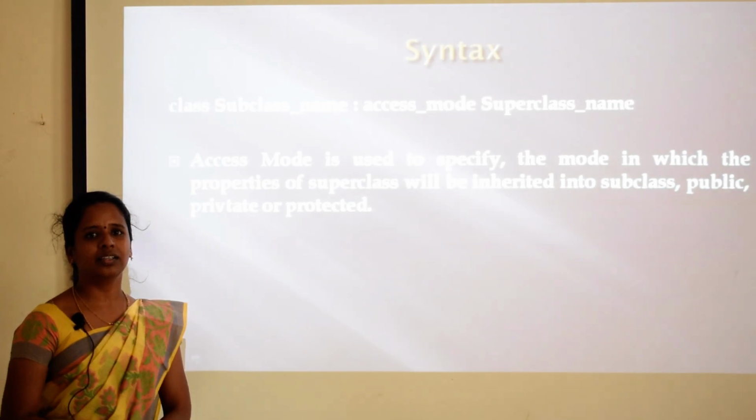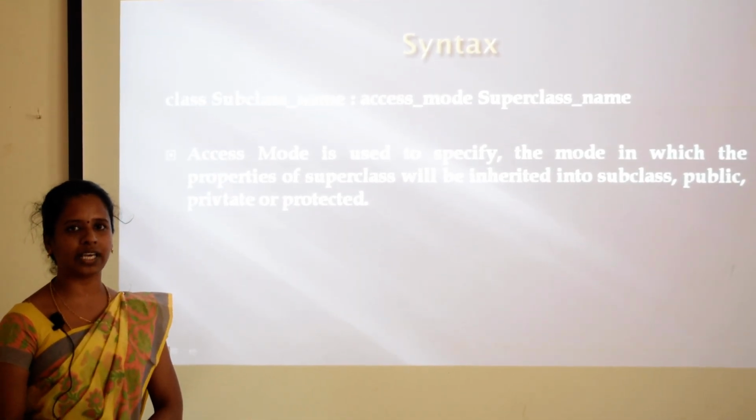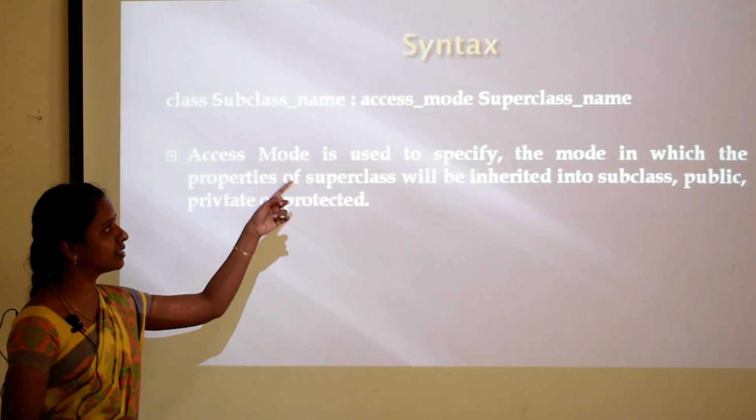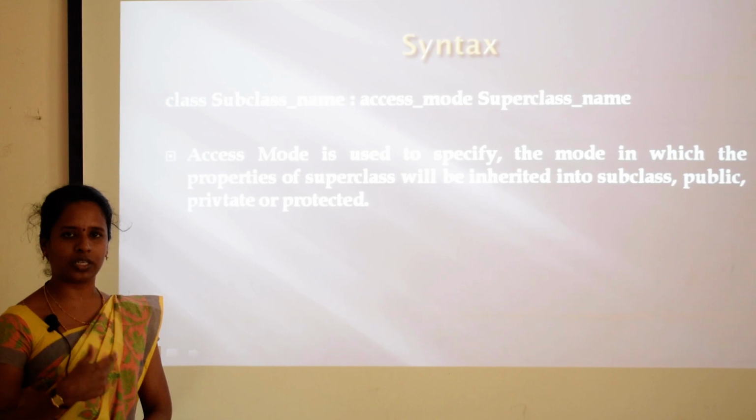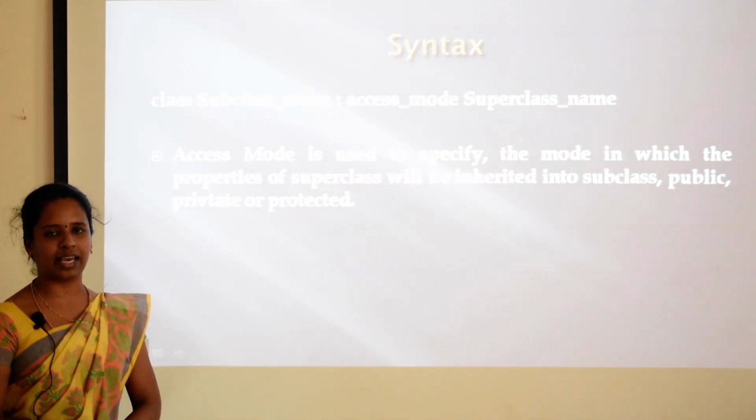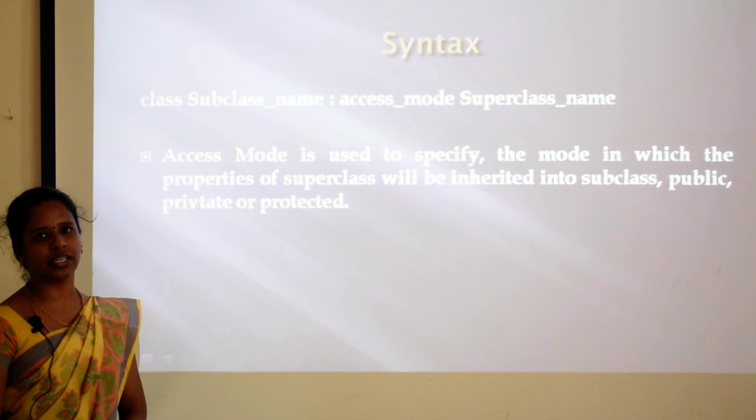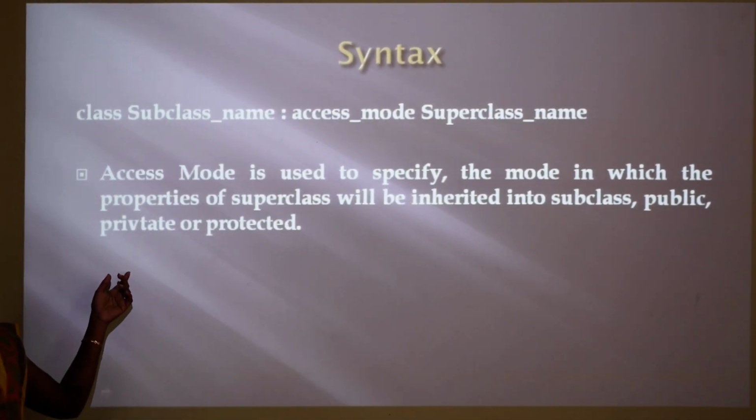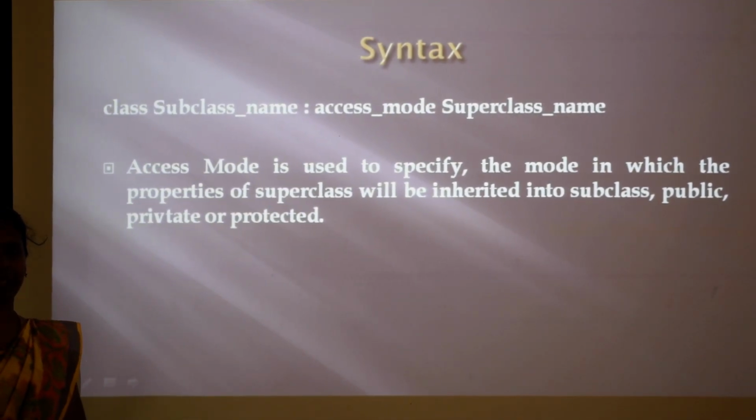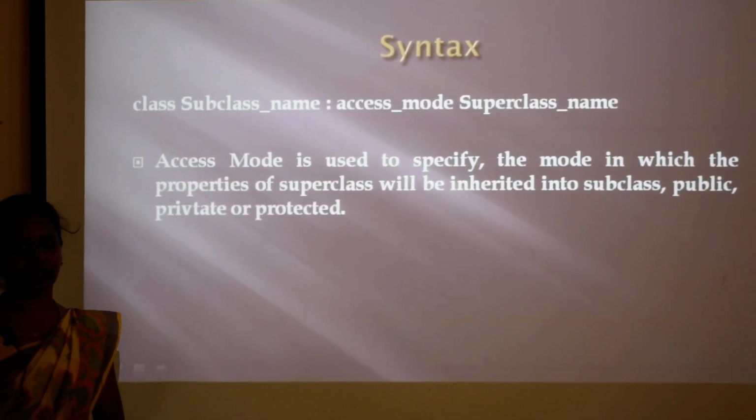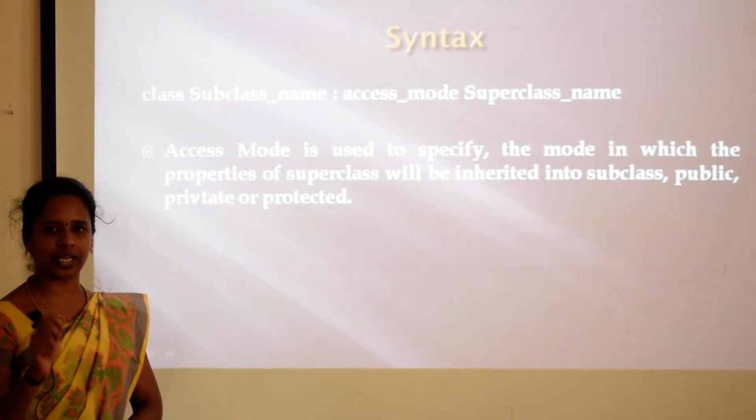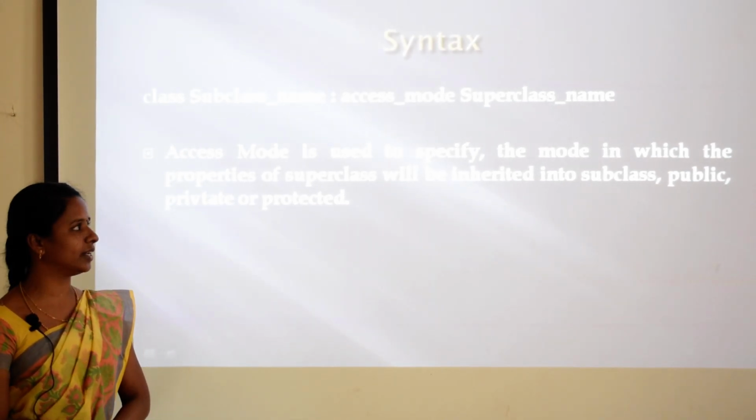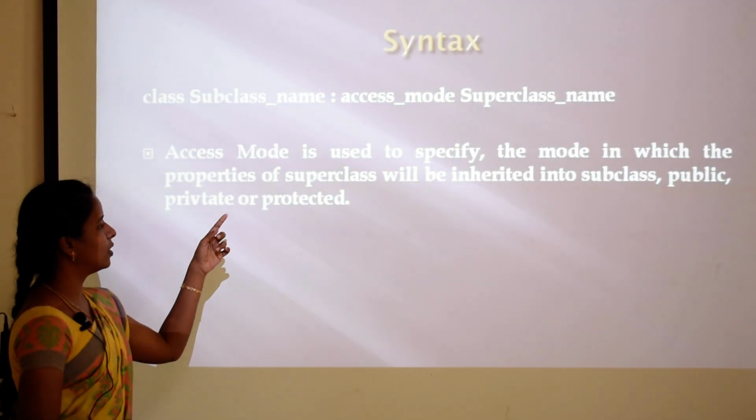Then the next one is private. Private is the default access mode in C++ programming. If you don't mention any access mode, then the program will automatically take it as private. In case of private, the class members and their methods can be used only within that particular class. If you have declared a variable as private, it can be accessed within that particular class only. It cannot be accessed outside the class. That is the concept of private.